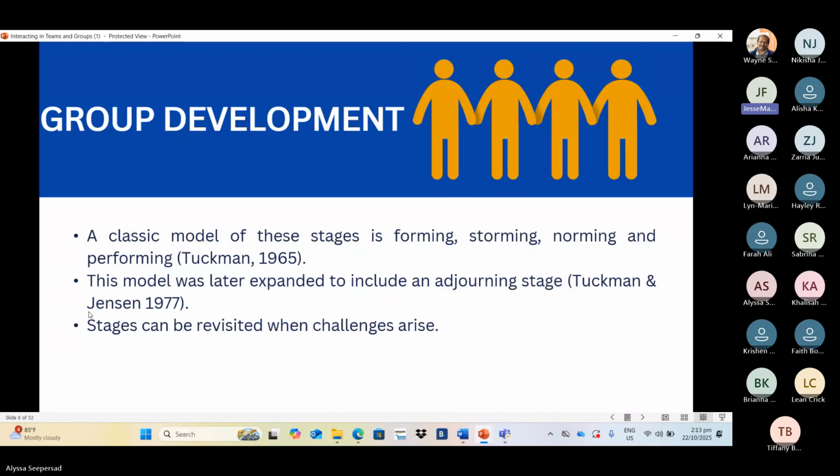Group development. So every group goes through various stages of development. A classic model of these stages is forming, storming, norming, and performing, outlined by Bruce Tuckman, 1965. However, the model was later expanded in 1977 by Tuckman and Mary Ann Jensen, to include the adjourning stage. We'll have a look at these stages shortly, and it should be noted that if challenges arise in the group, members are able to revisit each stage to get through these challenges and issues.